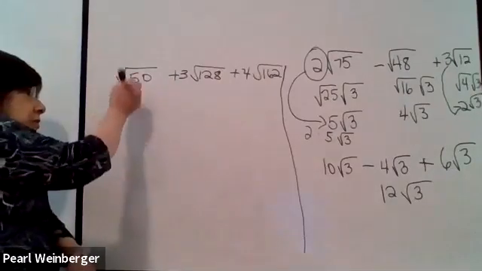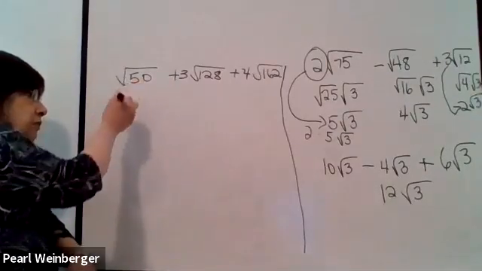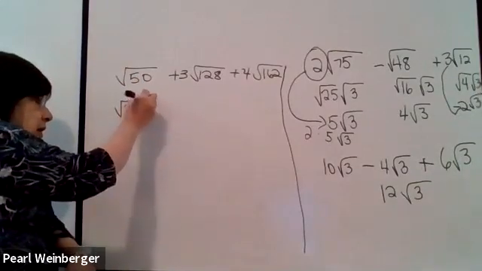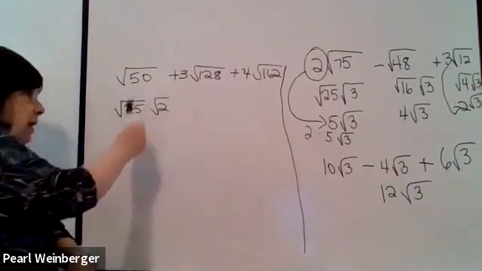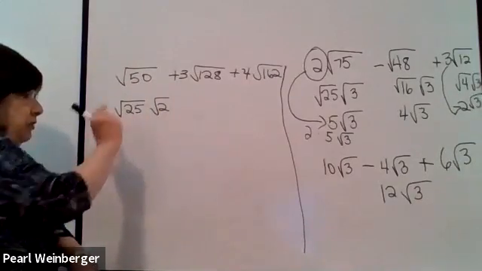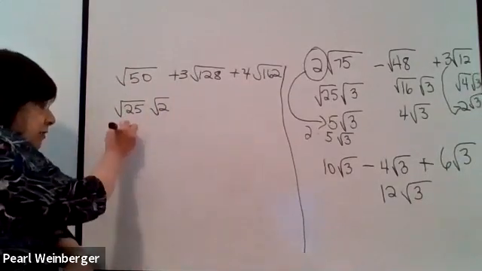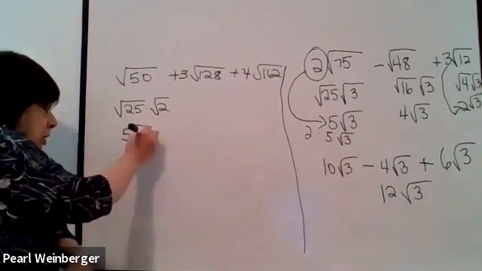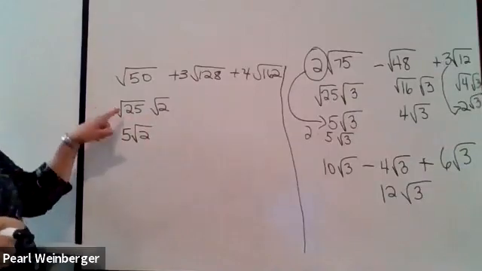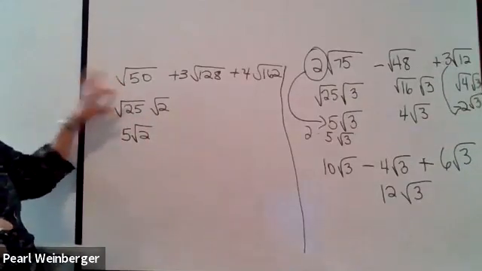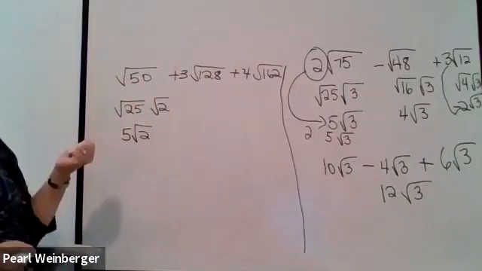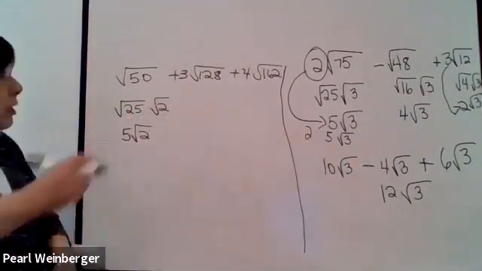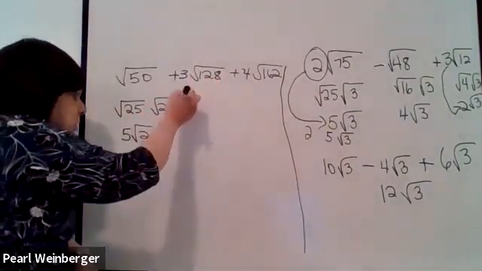Right. The perfect square that goes into 50 is 25. So this is going to be the square root of 25 and the square root of 2. And again, the 25 is a perfect square, so I can take that out of that radical. So it becomes 5 on the outside, radical 2. Notice I always try to put the number in front that's the perfect square, because that's what's going to come out of the radical.